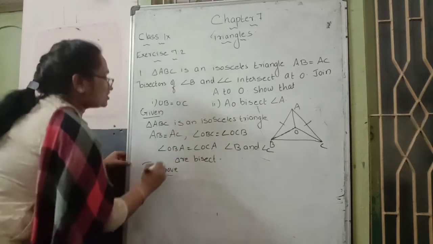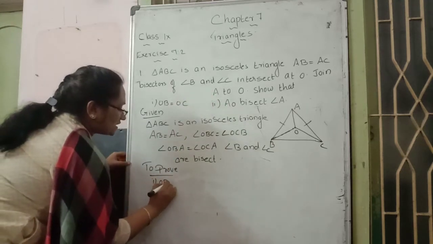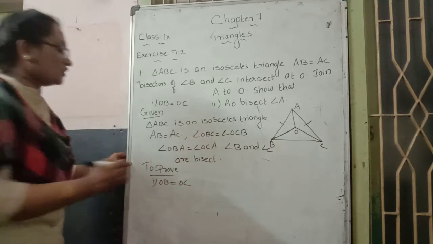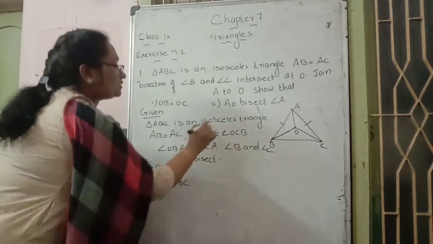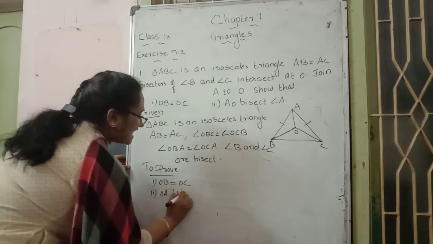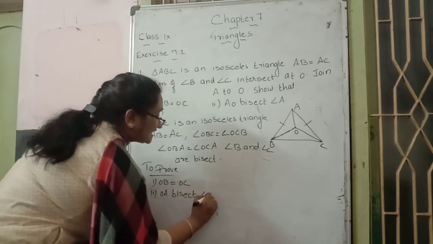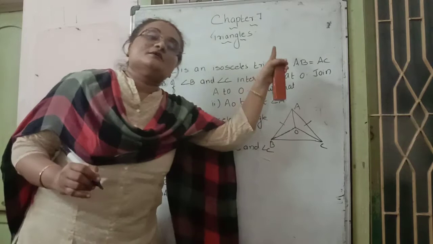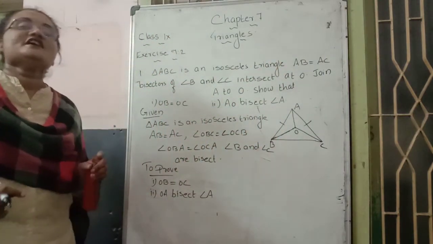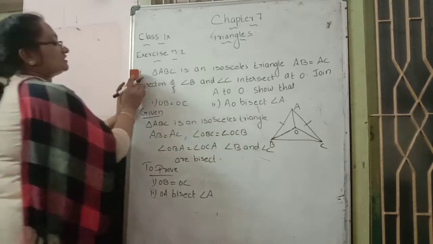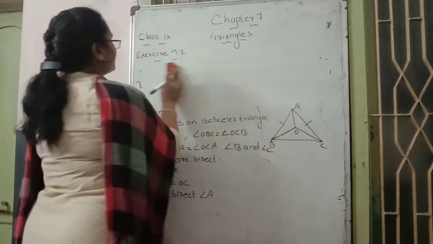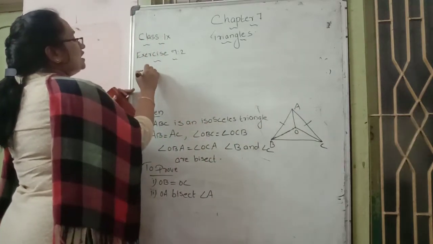Two cases. What are the two cases? First case: the bisecting line OB and the bisecting line OC, we want to prove they are equal. Second case: the line OA bisects angle A, cutting our angle A also. These are the two things we require for proving. So what is our third step? Here construction is not there, so directly we can go to the proof.